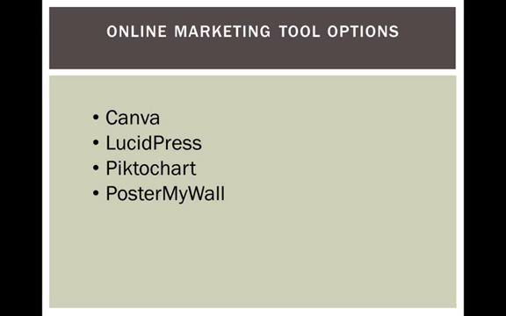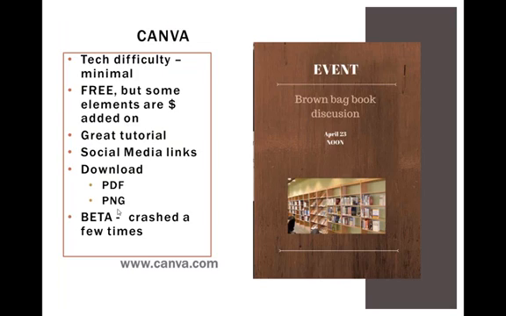So Canva is just alphabetical order. Canva, Lucidpress, Piktochart, and PosterMyWall are four potential options for your library. I'll start with Canva, and at the bottom you see canva.com, and again, if you would like to get this website, or this PowerPoint, you can do that.